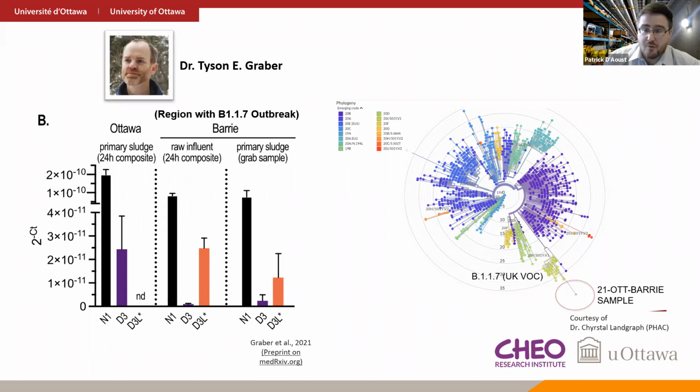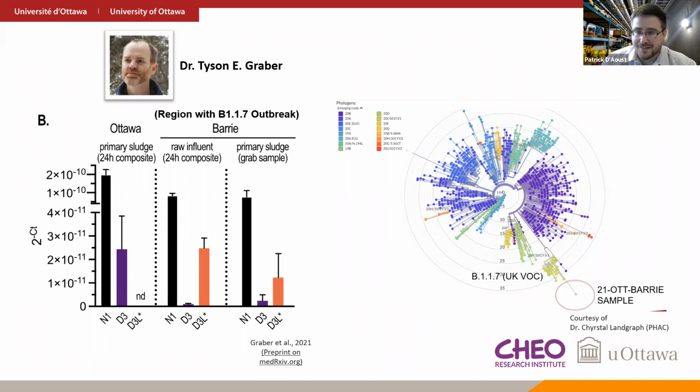Once we were able to validate that our assay worked with samples from Barrie and other towns in Ontario that have a higher number of cases of the variants, we started rolling this out to all sites that we test. All sites that come back positive for SARS-CoV-2 or COVID-19, we take the same samples and test them twice a week for variants of concern. So we're now doing this for the UK variant.